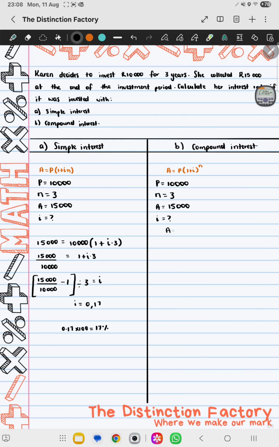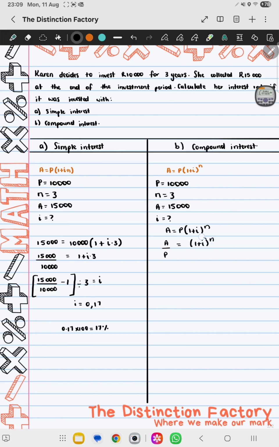I will write out my formula. A equals P into (1 plus i) to the power of n. And here we are getting i alone, so I need to move the thing that's furthest away from the i, which is the P. When I take the P across, it's now being multiplied to the bracket. So when I take it across to the other side, it would become division. So I'll have it as A over P equals (1 plus i) to the power of n.